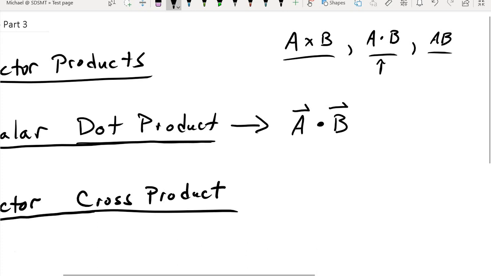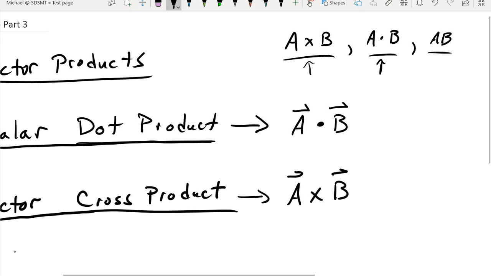For a cross product, we're going to use the first notation. That X, if you were to turn your screen about 45 degrees in one direction, kind of looks like a cross sitting on its side. But that's going to be the notation that we use for our cross product.